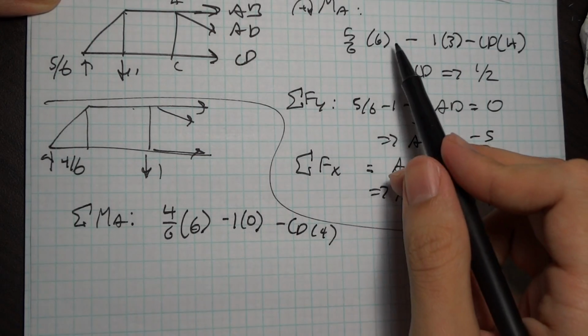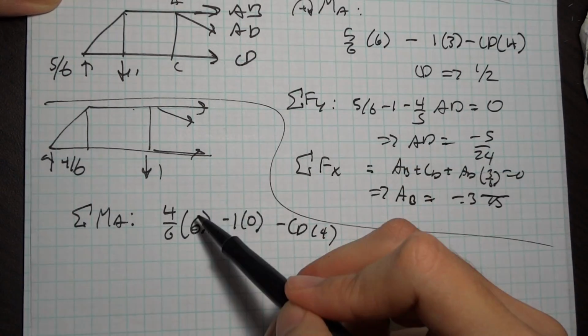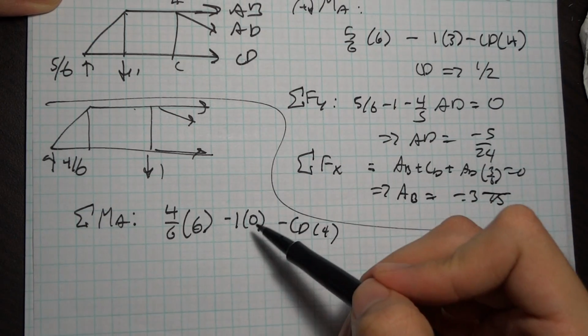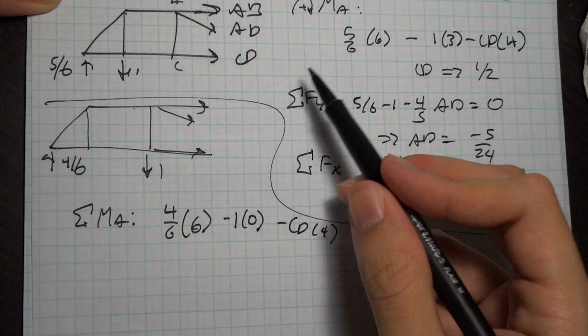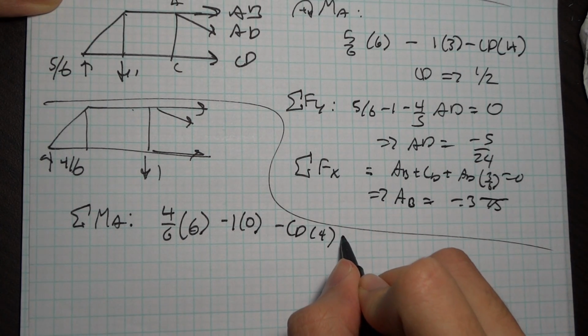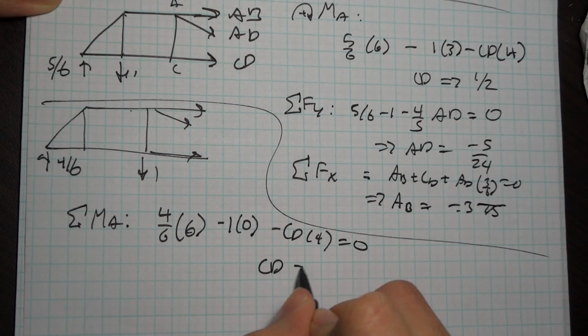Notice how these two equations are exactly the same. All I changed were the force and the distance. So I have a 0 instead of a 3, and I have a 4 over 6 instead of a 5 over 6. Equals 0. Equals 1.